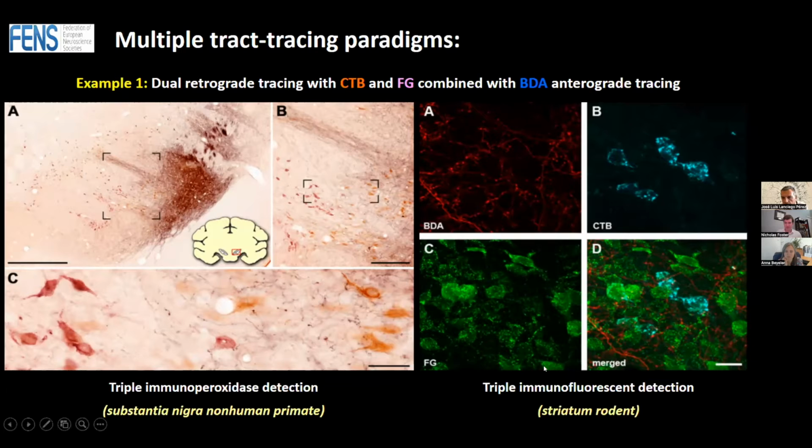And these images were taken from the rodent striatum, where we are combining cholera toxin that has been injected in the internal part of the globus pallidus with fluorogold that has been injected in the external part of the globus pallidus. So here we can disclose neurons giving rise to either the indirect or the direct basal ganglia output pathways. These neurons are receiving fibers coming from the thalamus through the thalamostriatal pathway that has been identified upon the delivery of BDA in the parafascicular nucleus of the thalamus.